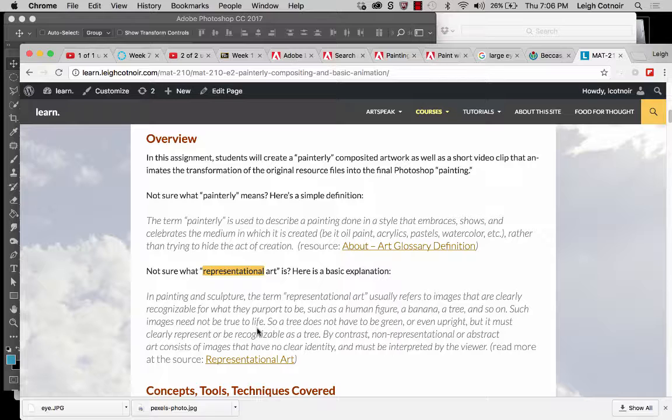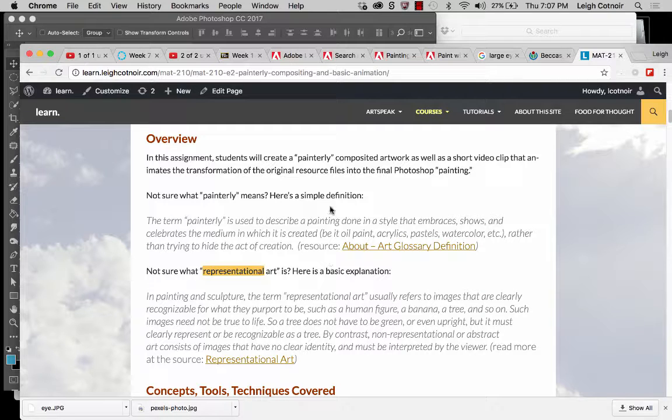Okay, and representational is basically something that means that it's recognizable for what the object purports to be, right? So a banana is recognizable as a banana, a human figure is recognizable as a human figure, and so on. Now, that being said, you can slightly abstract some of those forms and still have it be representational. It doesn't have to be photorealistic. That's not what representational means.